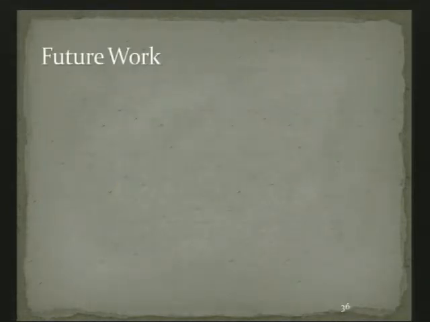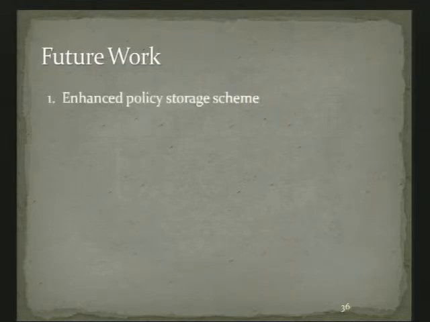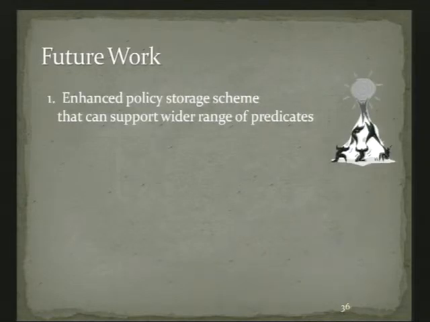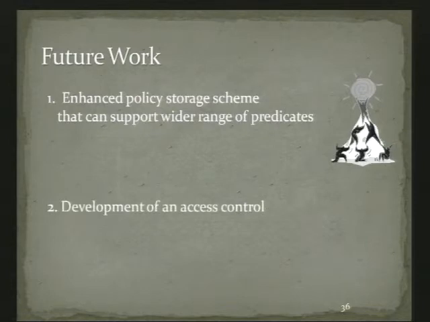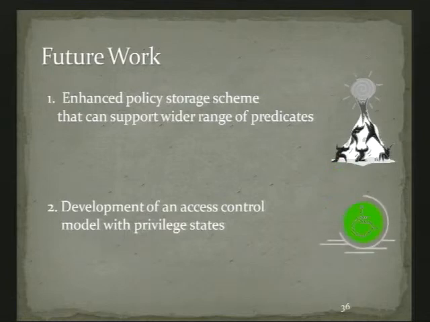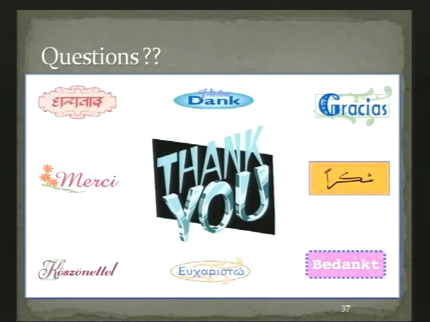Okay, so there is lots of future work in this direction. For the policy storage scheme that I did not describe, right now we can only support equality and non-equality predicates. For supporting a wider range of predicates, we need to come up with a better scheme. And as I said, you can develop a formal access control model based on the notion of privileges, which is again a work in progress right now. I guess that's all I have to say. Questions?